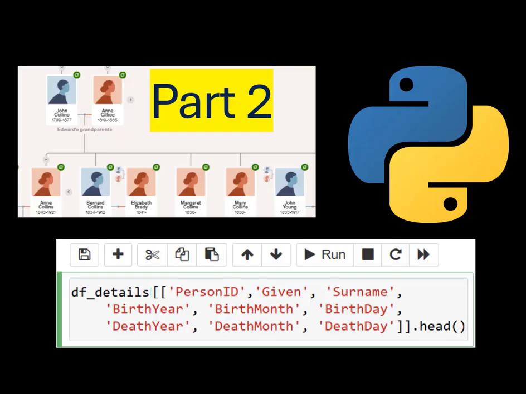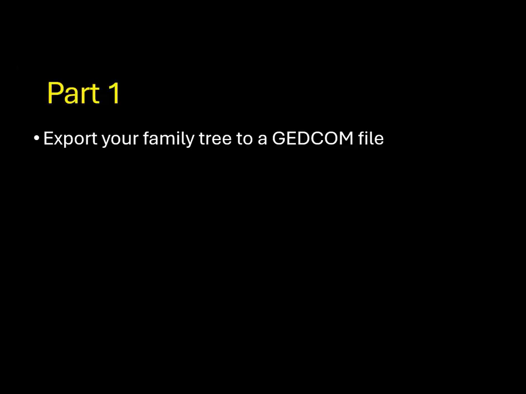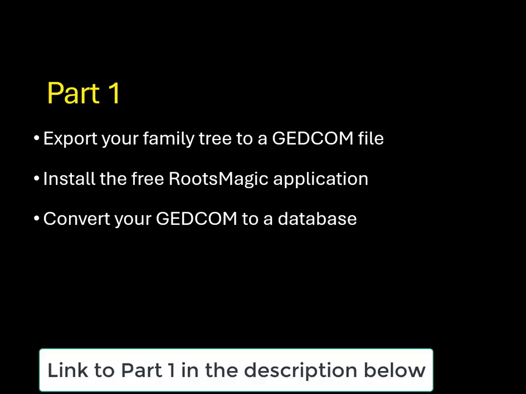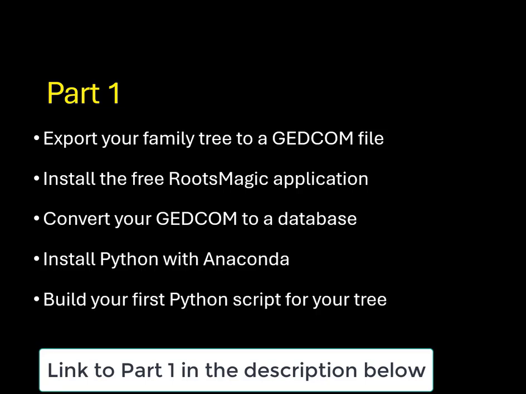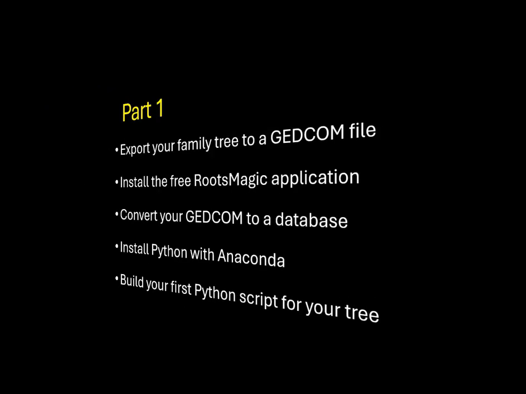This is part 2 of our tutorial on how to use Python to analyze your family tree. In Part 1, you followed these steps. You exported your family tree to a GEDCOM file. You installed the free RootsMagic application. You used RootsMagic to convert your GEDCOM to a database. You installed Python with Anaconda, and you built your first Python script to analyze your tree. And now we'll continue on to expand our Python script to do some really useful stuff.